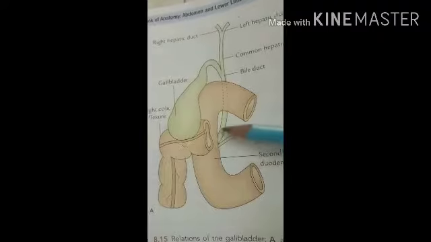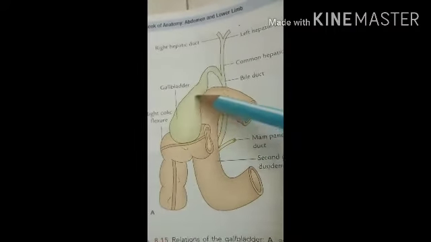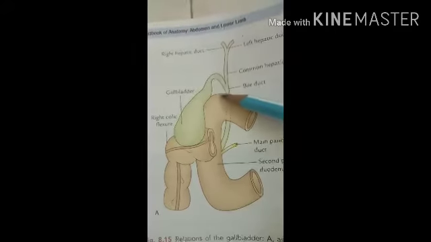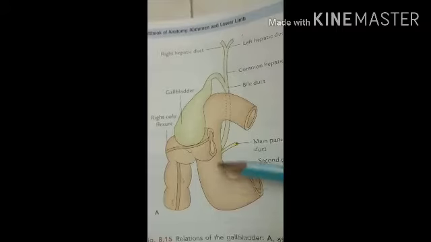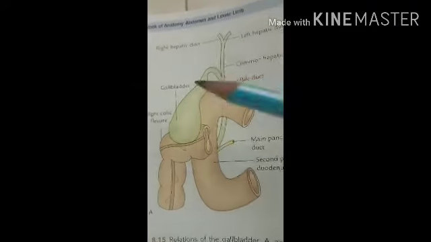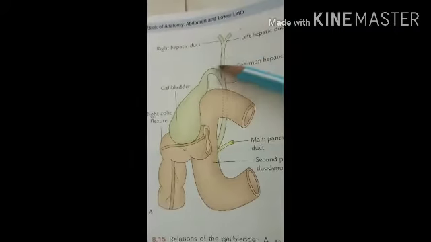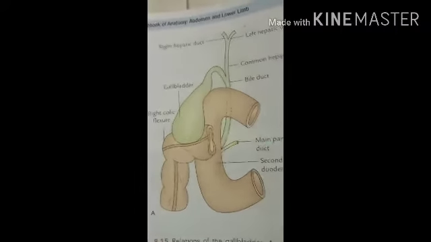Here the sphincter is present, and it is dilated, and because of the contraction of the gallbladder, the bile enters the bile duct, and then enters the second part of the duodenum. After that, the function of the gallbladder can be checked or investigated by ultrasonography.